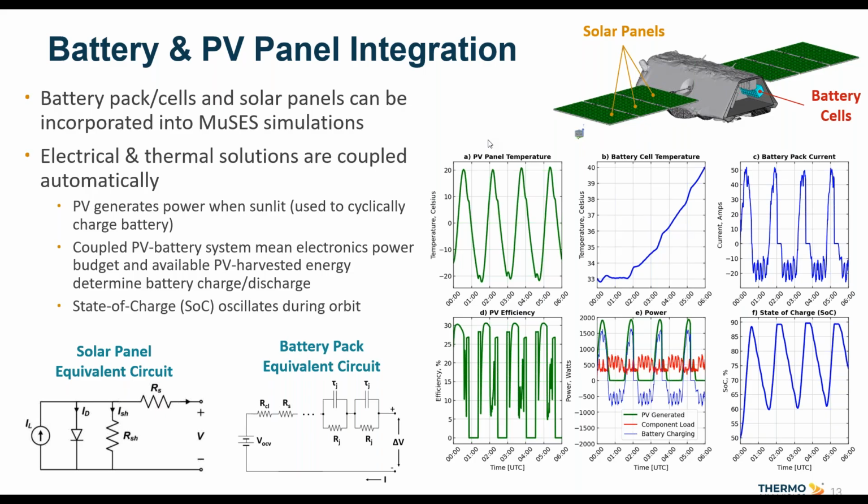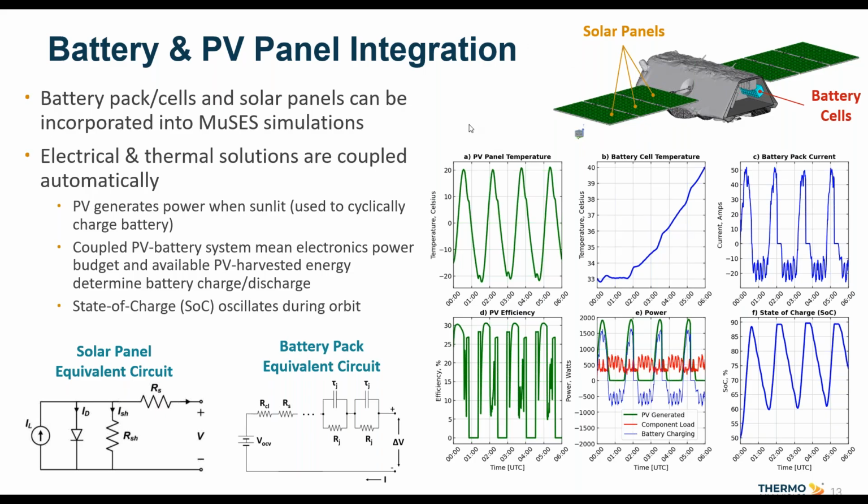The green line there shows the power that's harvested from the solar panels. The red curve shows the total power draw of all those components, and then the blue is the resultant power that's going to the battery. Again, positive when the battery is being charged by excess sunlight, and negative when it's being discharged during the eclipse periods. And then finally, we have in panel F, the oscillating state of charge of the battery. And so it's going up when the battery is being charged, going down when it's being discharged. So we can see the charge-discharge cycle in a dynamic fashion.